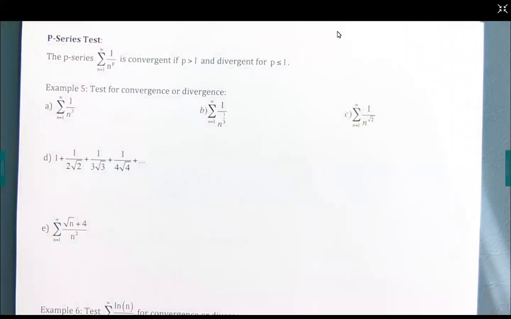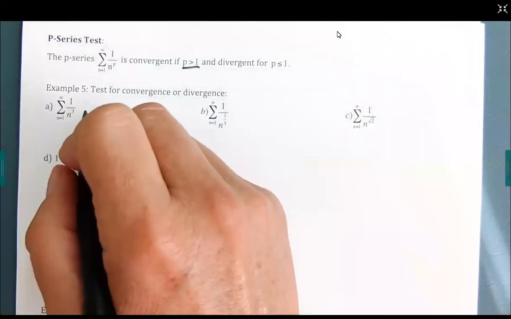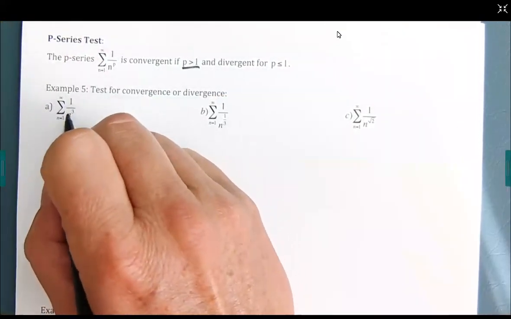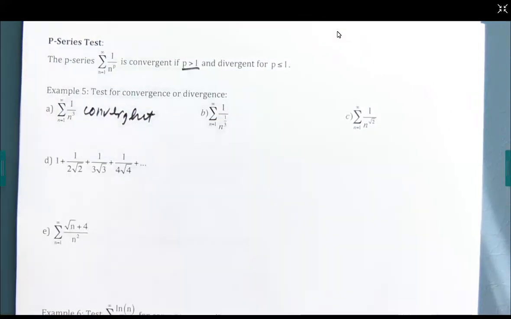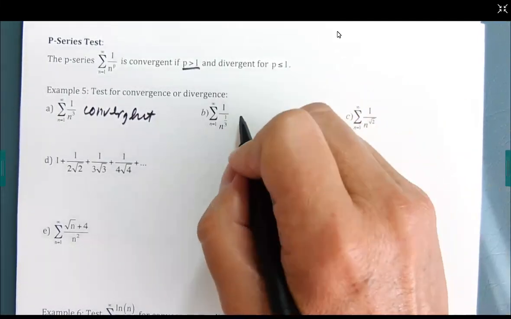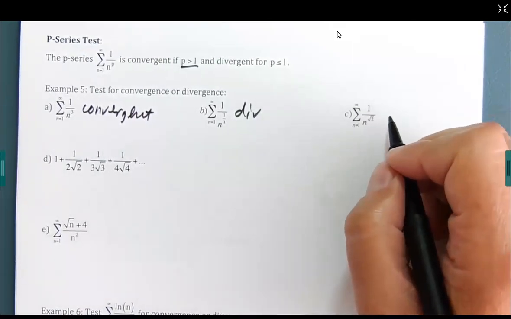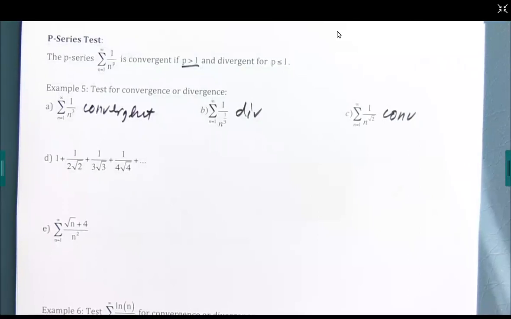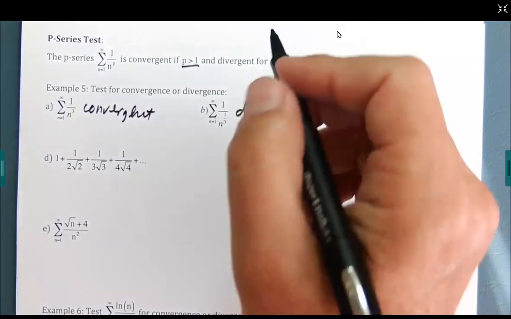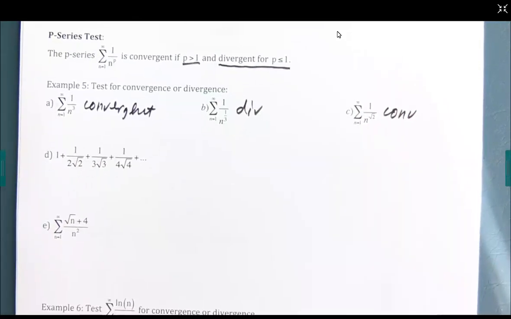So as long as p is bigger than one, we are good to go. So this one, convergent. 3 is bigger than 1, convergent. Between 0 and 1, divergent. Root 2 is bigger than 1, convergent. So we like this. This is much more straightforward. So if p is bigger than 1, convergent. If it's less than or equal to 1, divergent.